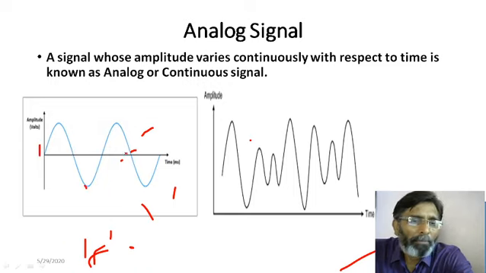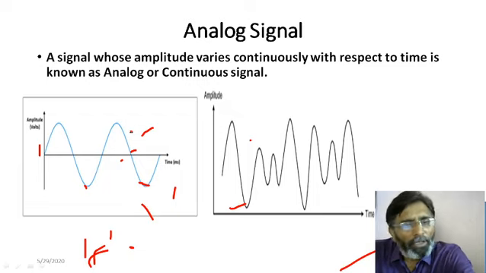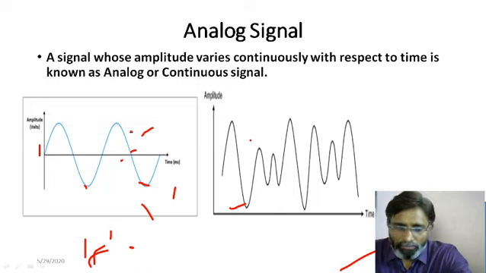In both these signals you can see the amplitude of the signal continuously changes with respect to time. Here also the same thing, but in this case it has a cyclic nature, meaning after this particular time again it has the same repetition pattern. So, this is a repetitive signal, but an analog signal may not be repetitive, it can have a random nature also. So, this is an analog signal.